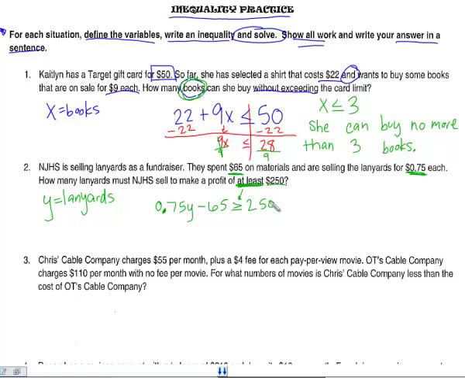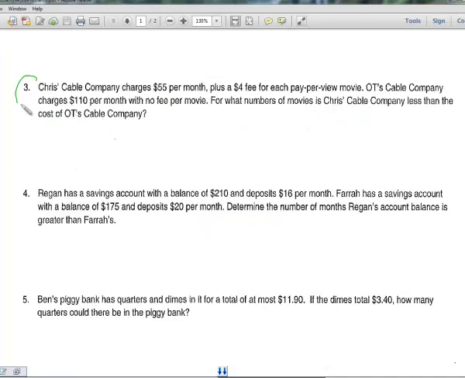Okay, so I want you to finish solving this. I want an inequality for what the actual answer is, how many they need to sell, and then also write in a complete sentence the answer. And then I want you to do numbers 3, 4, and 5 on your own.